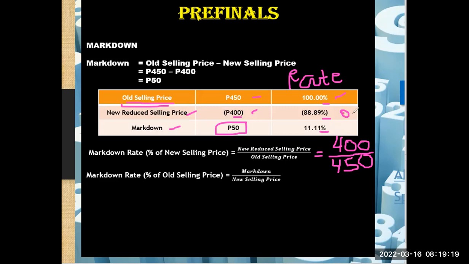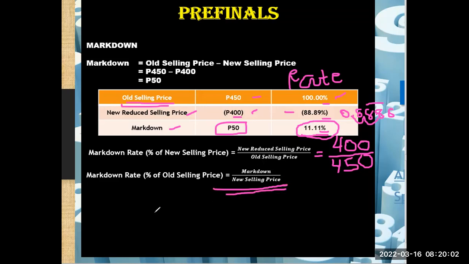0.888, repeating. If we convert this into percent, we move 2 places, and after rounding off, it becomes 88.89%. So we simply subtract to get 11.11%. That is 100 minus 88.89 to get 11.11%. And if you want to compute this without subtracting, we will use this formula here.